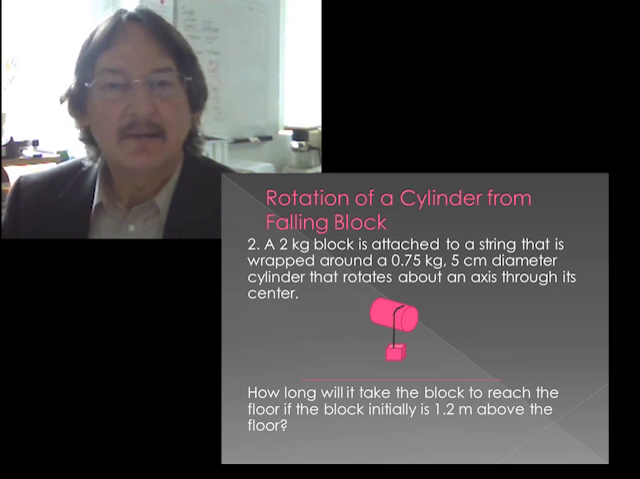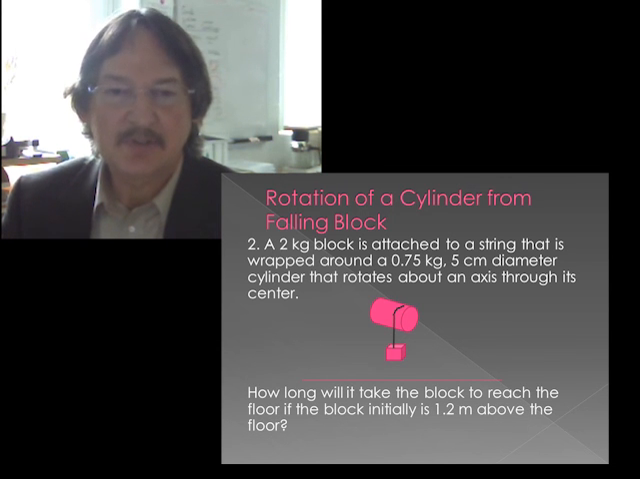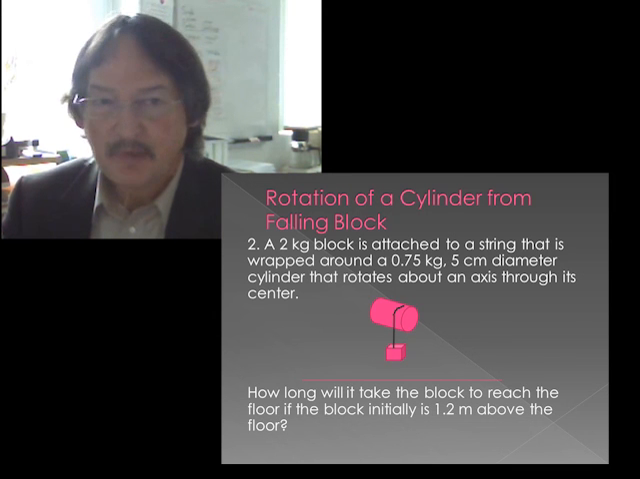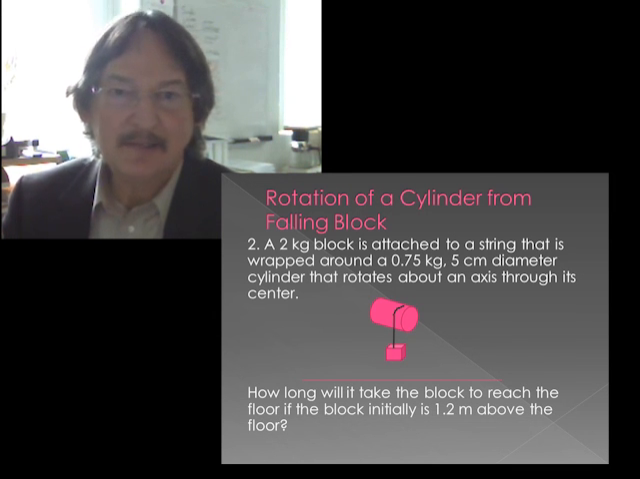involves again rotation, but here we have a cylinder. This cylinder is going to rotate about an axis through its center as a result of this falling block, which is attached to a string, and as the string unwraps, I know I didn't show very much of the string here, but imagine the string is wrapped around the cylinder, and that unwraps and rotates the cylinder as the mass falls to the floor. So we're told a 2 kilogram block, 3/4 kilogram cylinder, 5 centimeters in diameter.